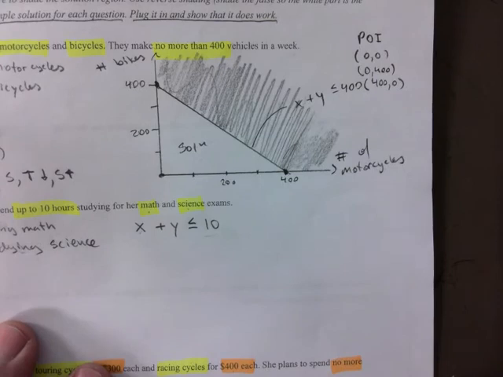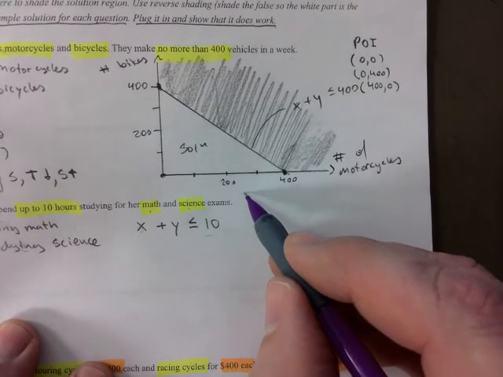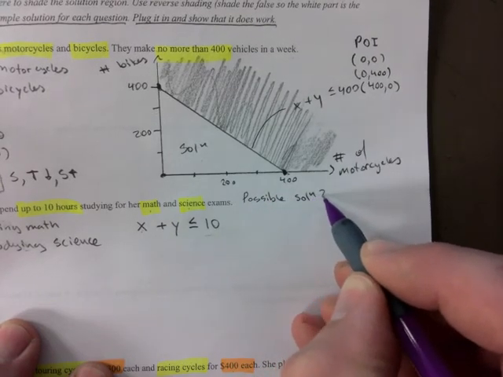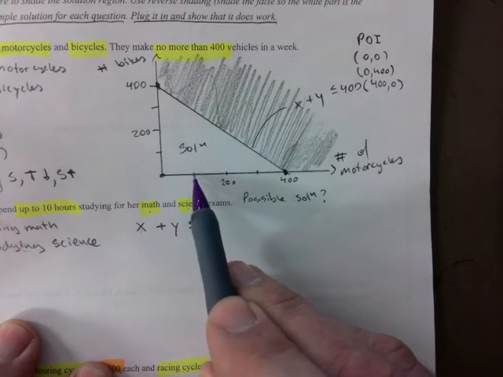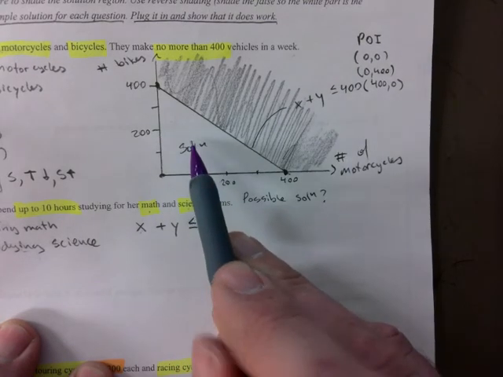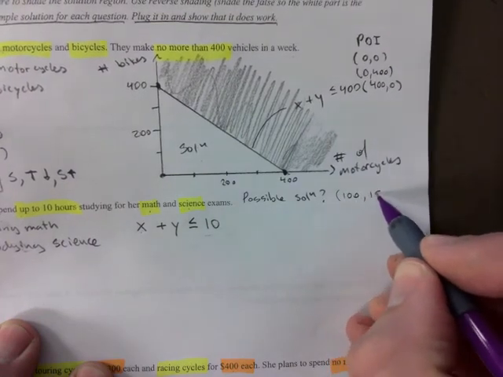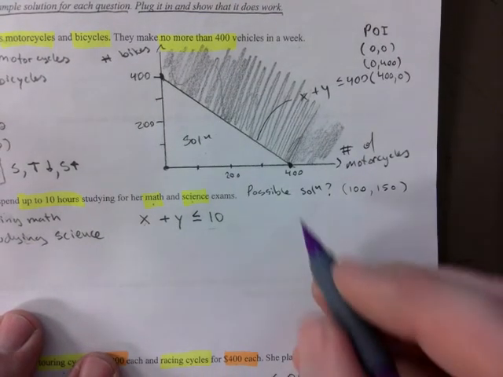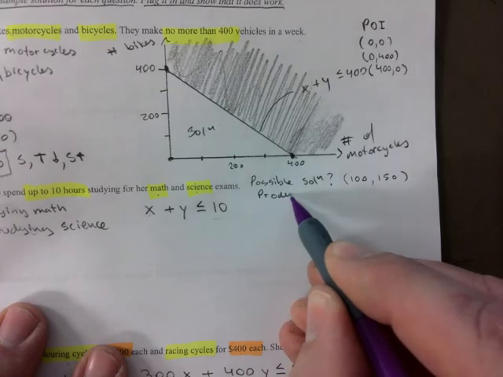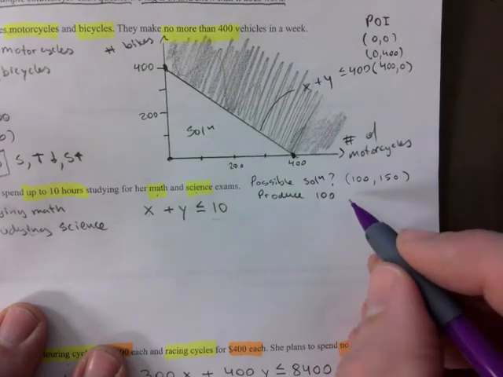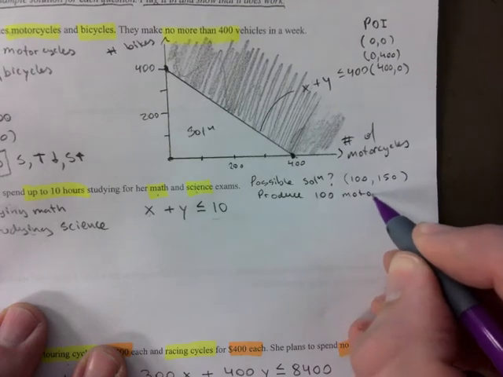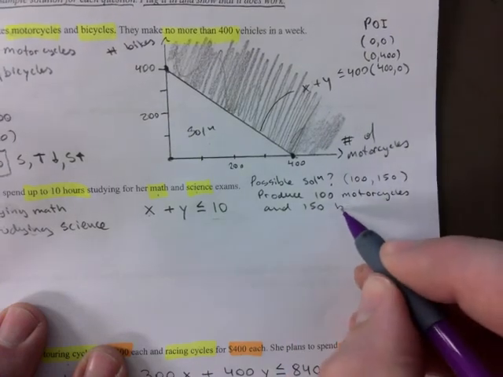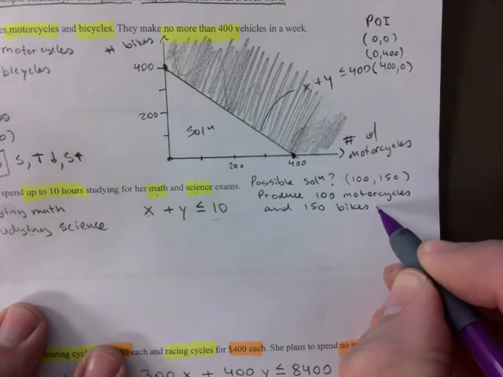And as I said, if you do it on loose leaf, you have more room. A possible solution. You can pick 100 and let's do 150, right? 100, 150. So they can produce 100 motorcycles and 150 bikes. Will work.